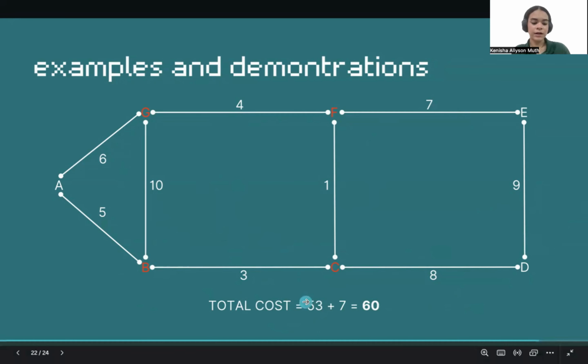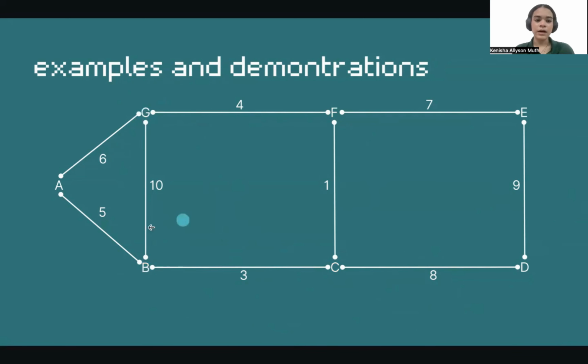So then you add that cost to the previously calculated cost, hence bringing us to our final total cost of 60. Thus, the optimal route for this, assuming that these two have been connected, is from A to B to G to F to C to B, then back to C to D to E to F, then to G, and then back to A.